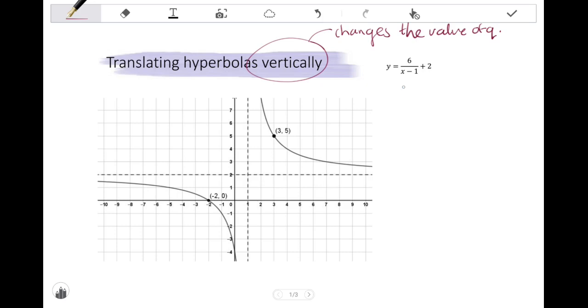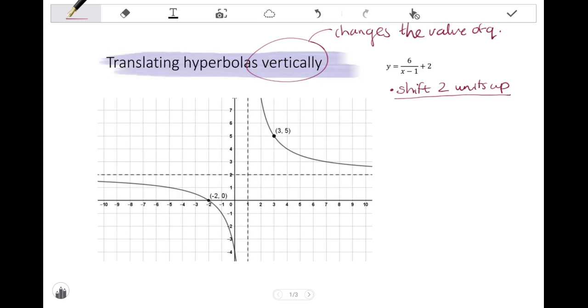So let's look at a specific graph. Here I have the hyperbola y equals 6 over x minus 1 plus 2. Now, if I wanted to shift this graph 2 units up, I am going to add 2 to the q. But before we find the equation, let's draw this shifted graph. Okay, so to shift the graph, every point shifts up by 2 units.